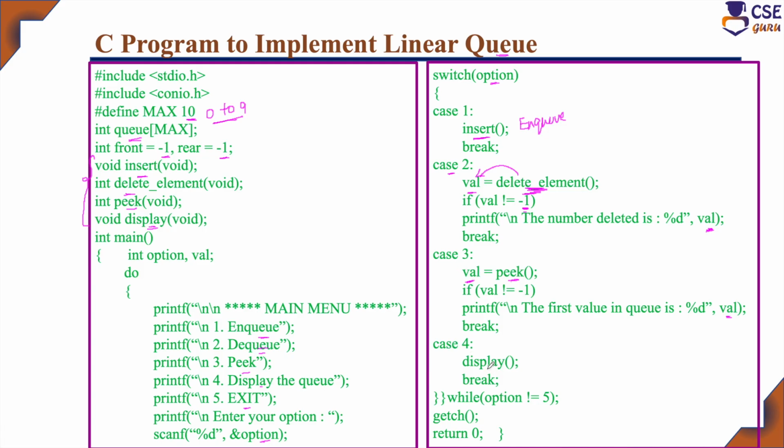And case 4 is the display operation. What are the elements present in the queue array? It will display them one by one. So these are the 4 options we will implement. And if you enter the fifth option, that will exit from the switch statement.